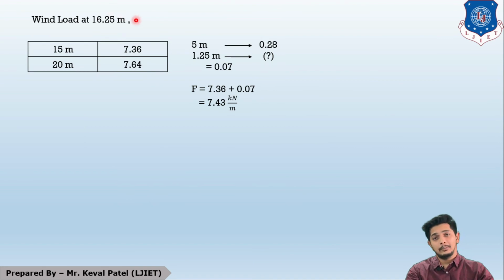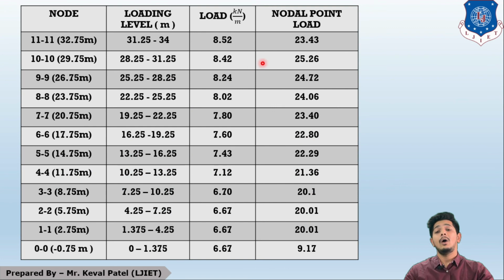Same way we can interpolate for 16.25 meter, as the 15 meter value is 7.36 and the 20 meter value is 7.64. So for the gap of 5 meter, the gap in the values is 0.28. So for a gap of 1.25 meter, how much will be the gap? So the gap is 0.07 and I can get the value for 16.25 meter as 7.43. We can again check that it should be in between both of them. It is, so I am correct. Now according to the same method, I have to calculate all the values at all the nodal points. So I will have an idea of all kilonewton per meter values of the load. So my column number 3 is prepared.